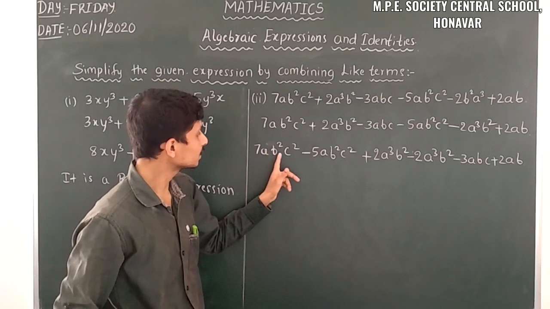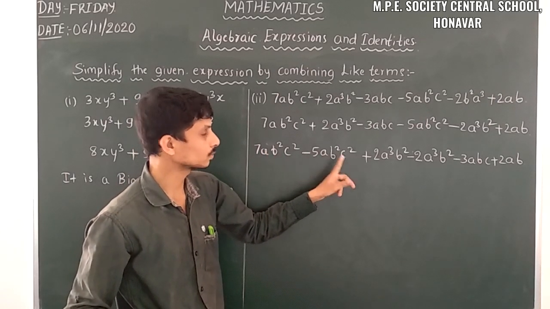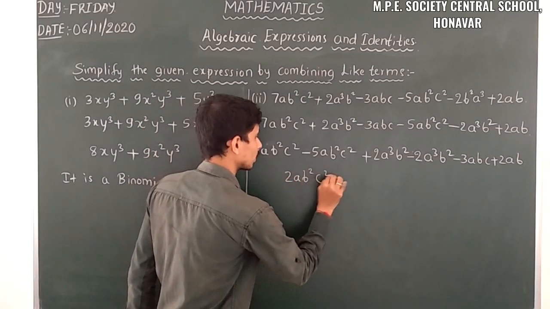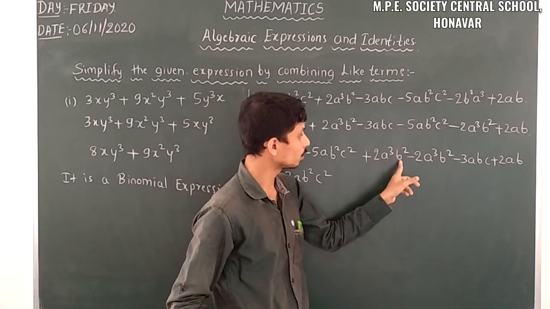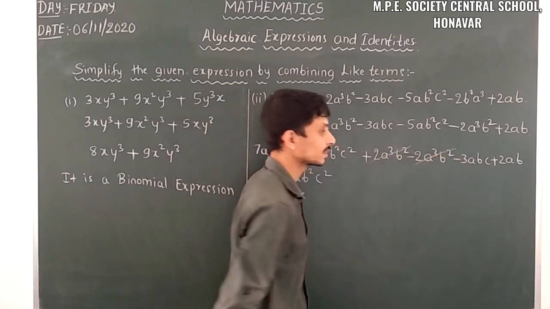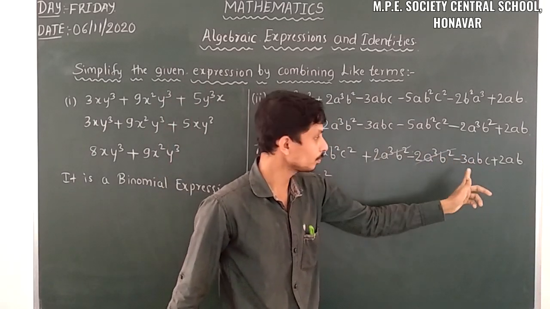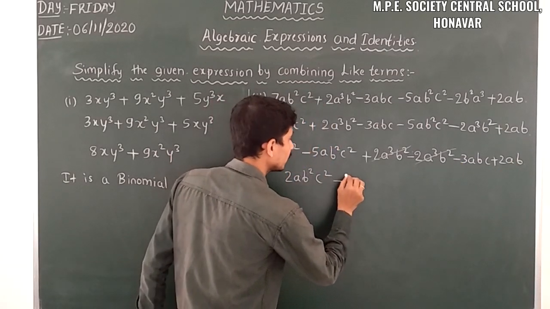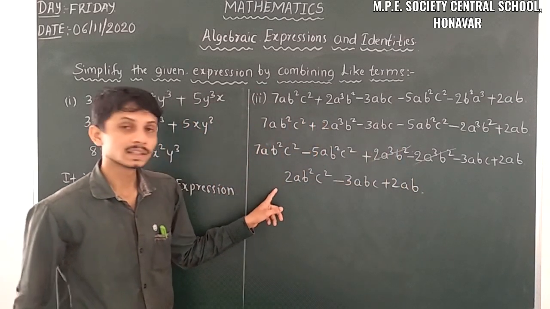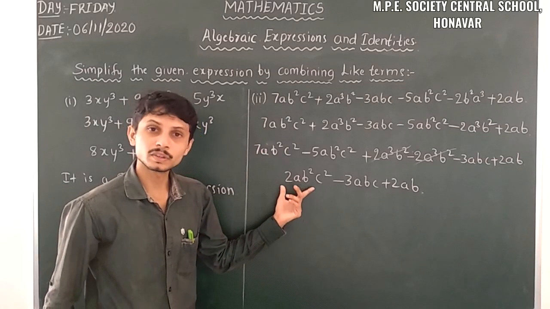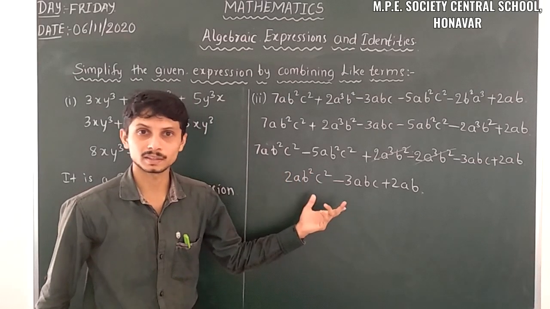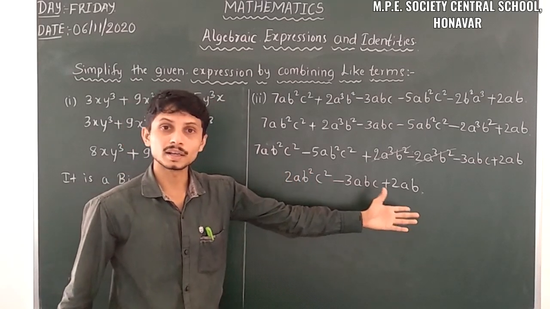Yes. 7ab square c square minus 5ab square c square, 7 minus 5, it is 2ab square c square. Then 2a cube b square minus 2a cube b square, plus 2 minus 2 gets cancelled, so we can cancel it. Then the remaining terms are minus 3abc plus 2ab. So we got 3 terms at the end. We can't add, we can't subtract, because those are unlike terms.